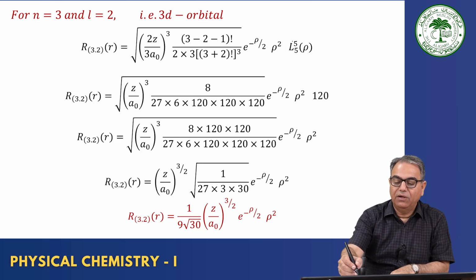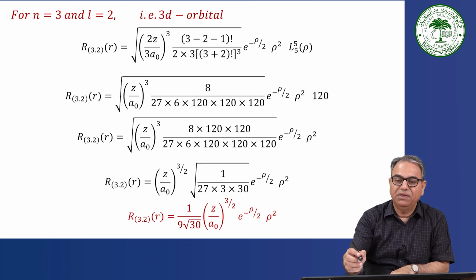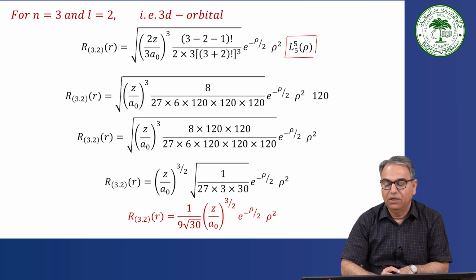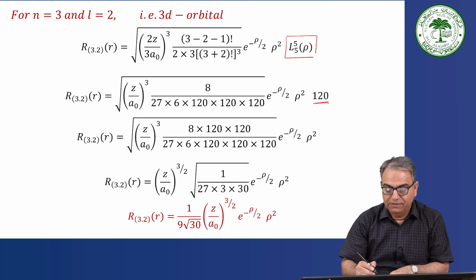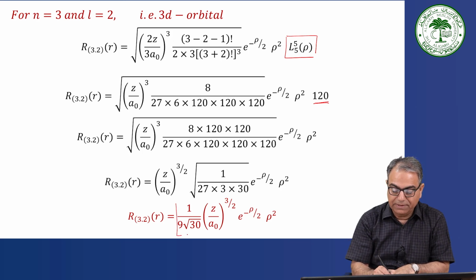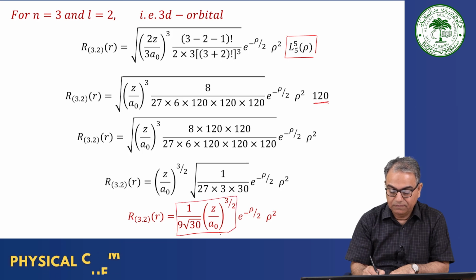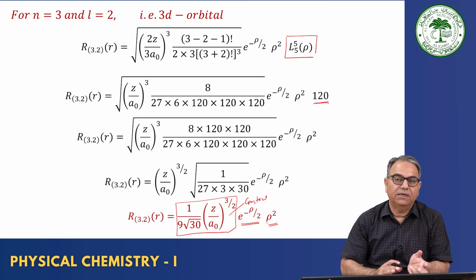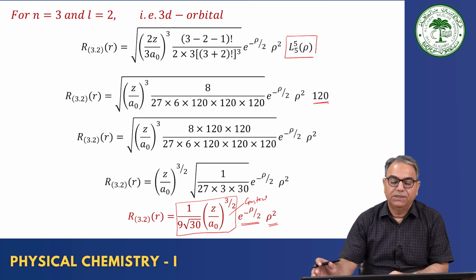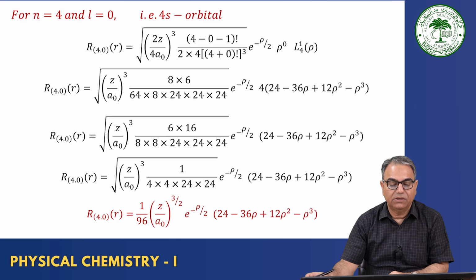All these values are tabulated in the previous module, where we are using L55 rho. I think it is tabulated in the previous module, and it was 120. This was the last in the table. So the value was 120. So we get the final equation as a constant multiplied by exponential minus rho divided by 2 into rho square. So we have a pre-exponential factor and an exponential factor here. In a similar way, one can find out the 3f orbitals also.